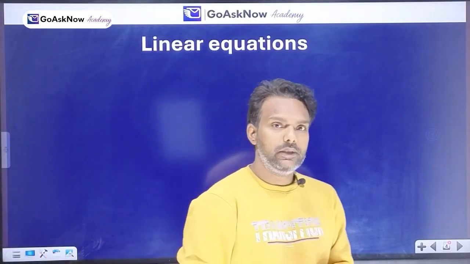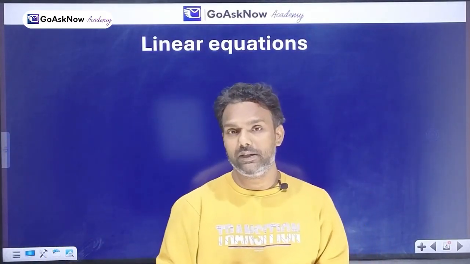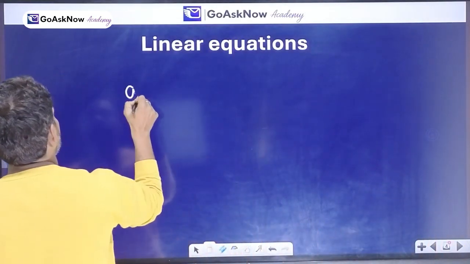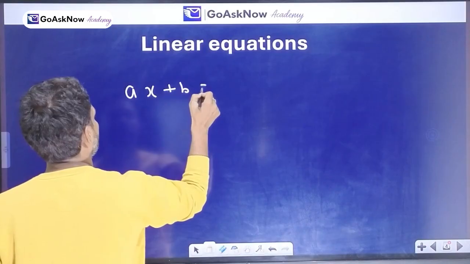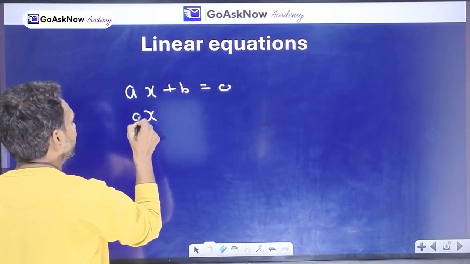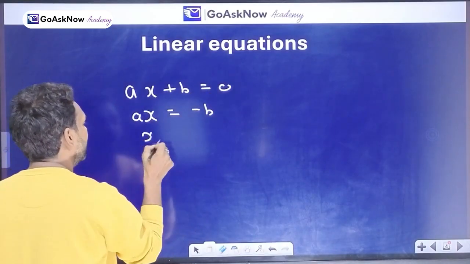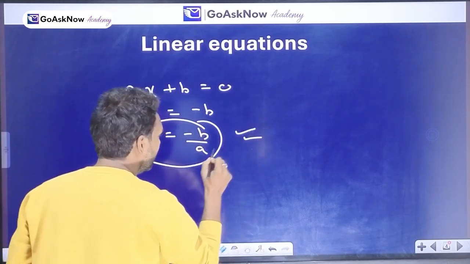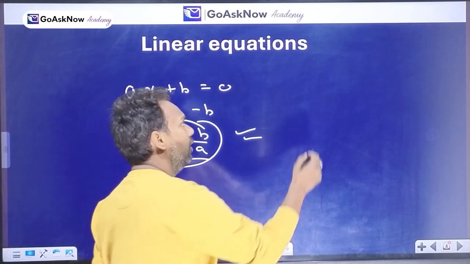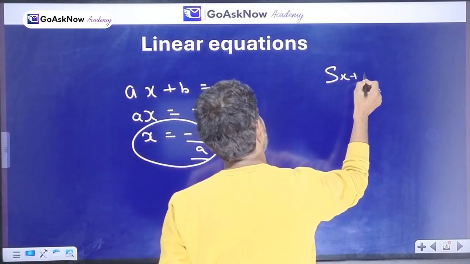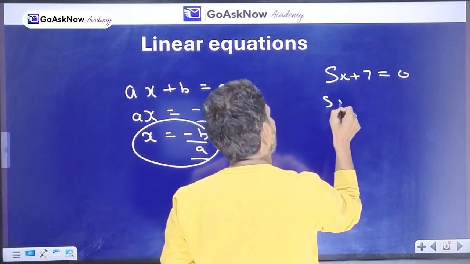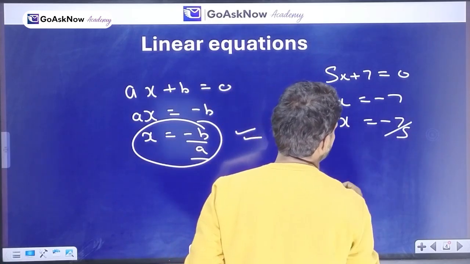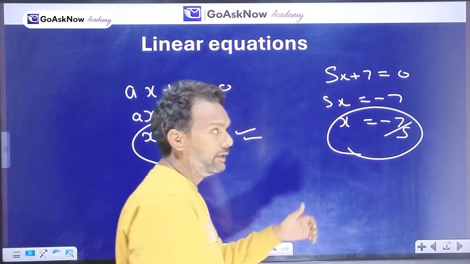For a linear equation, since the degree of the equation is always 1, the number of zeros will be 1. Let's say ax plus b is equal to 0. Then ax is equal to minus b. Then x is equal to minus b upon a. So there is only one root, and that's minus b by a. Or we can say that if 5x plus 7 is equal to 0, then 5x is equal to minus 7, then x is equal to minus 7 upon 5. So minus 7 upon 5 is the zero of this equation.